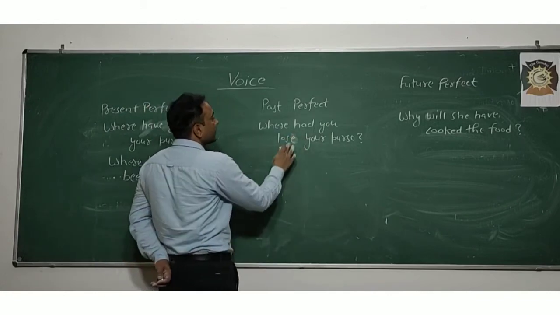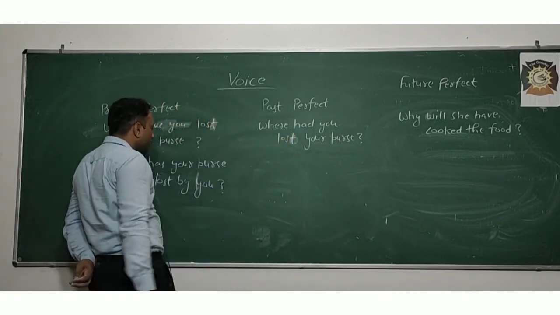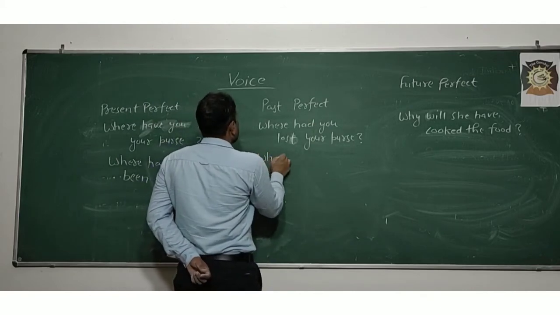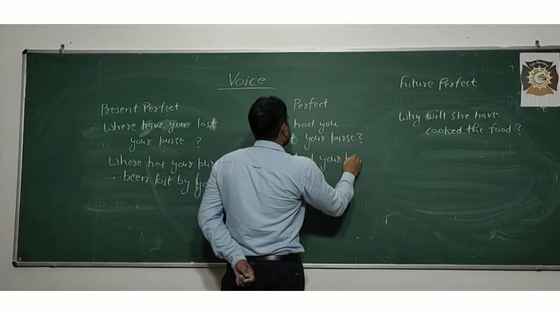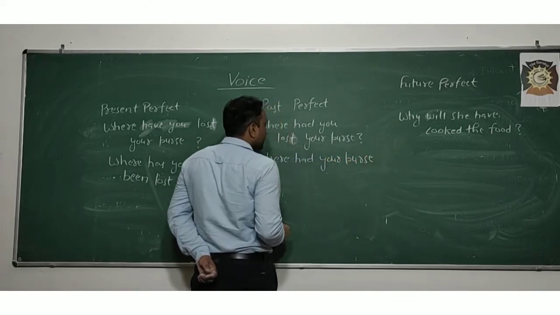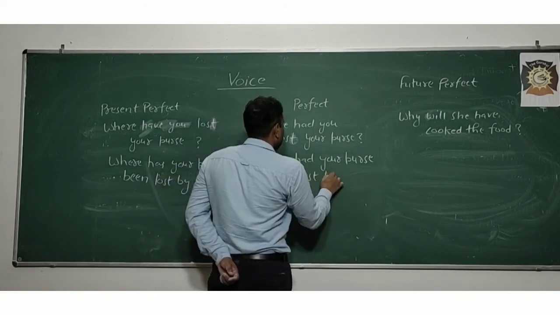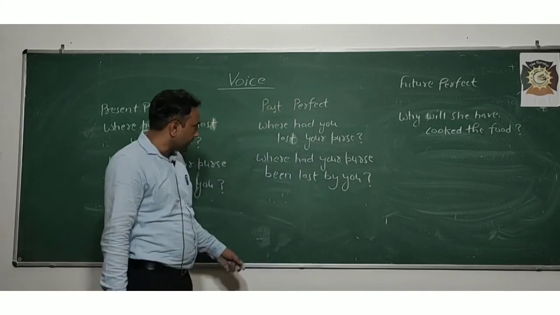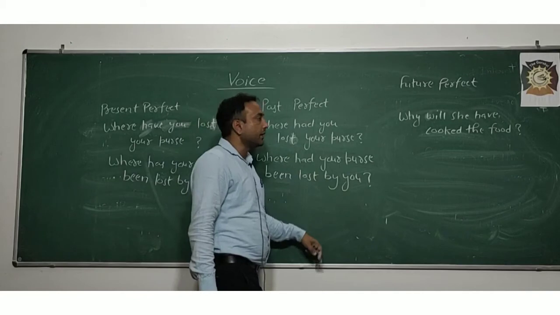And here also, where had you lost. No, we will use lost, because the third form of the verb is already used. Next is where had your purse been lost by you, and question mark at the end. Where had your purse been lost by you?